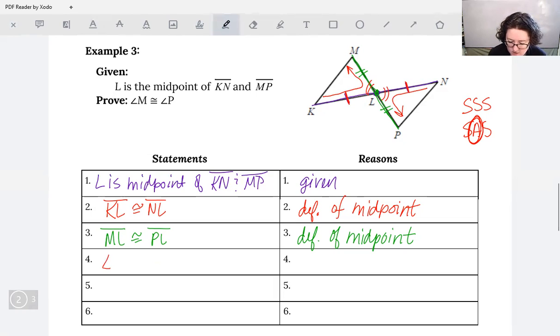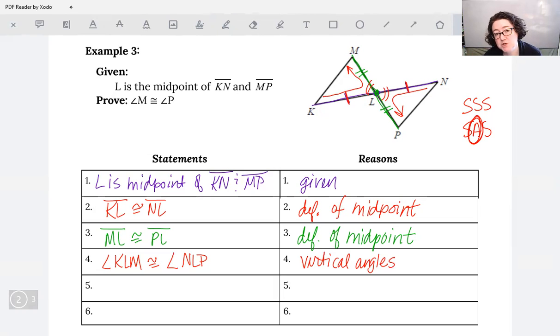So we can say that angle KLM is congruent to angle NLP by vertical angles. Technically, definition of vertical angles, or all vertical angles are congruent. And we now have enough information to use SAS. So we can say triangle KLM is congruent to triangle NLP by SAS congruence.